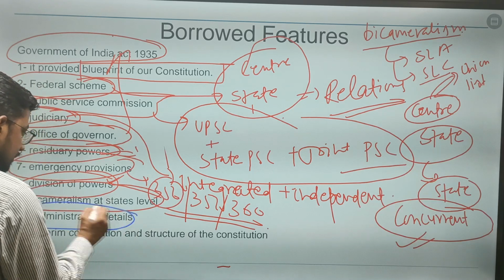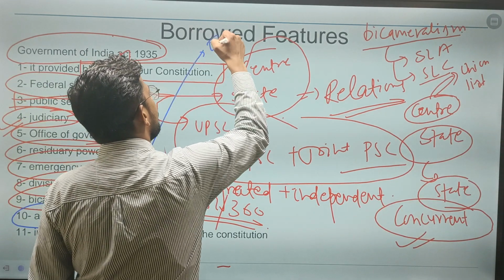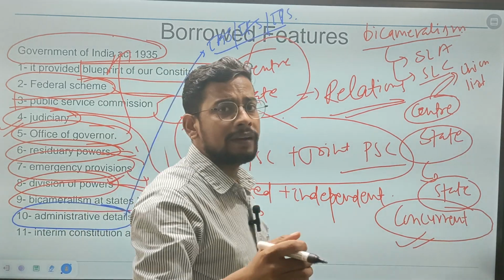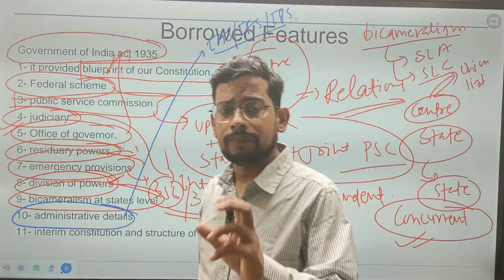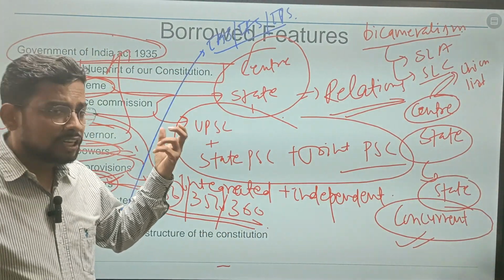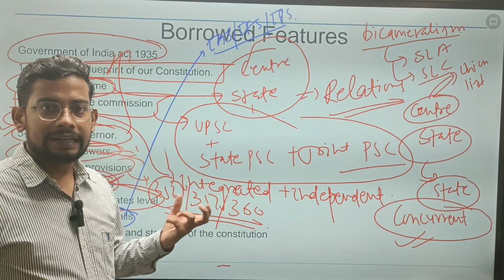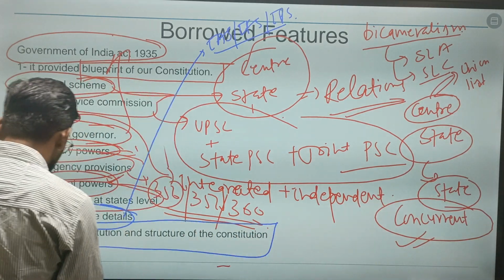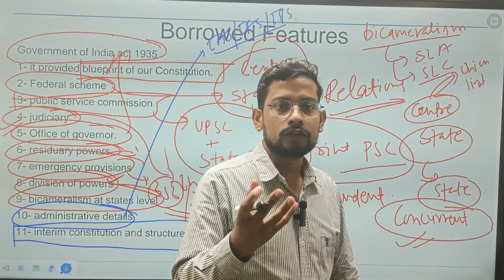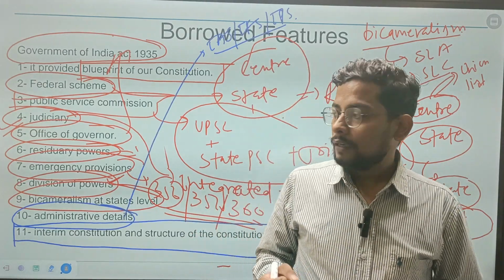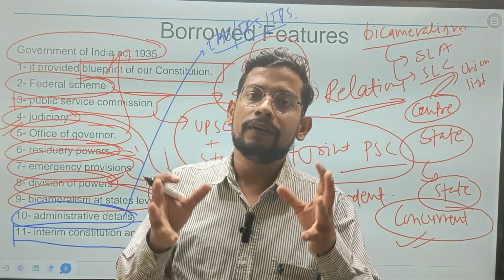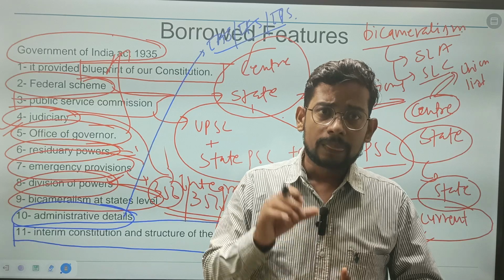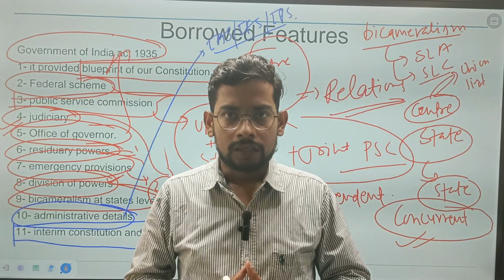Then administrative details like IAS, IFS, IPS. At that time they were known by different names. Civil servants were known by different names. Okay, so all these administrative provisions have also been taken from the Government of India Act 1935. Then interim constitution and structure of the constitution. The interim constitution was provided for the governance of the interim government. The interim constitution was nothing but just the Government of India Act 1935. So this Act contributed significantly in the preparation of our constitution.